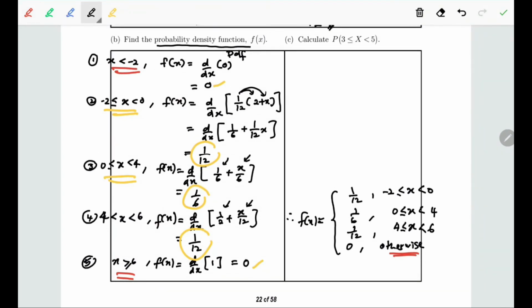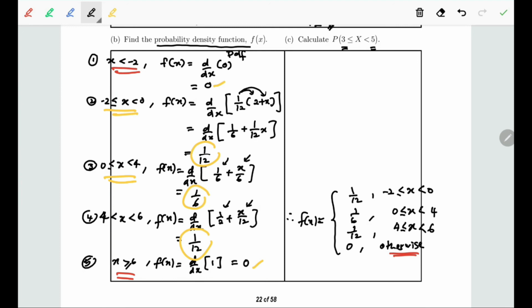So for part C, the question asks to calculate the probability from 3 to 5. You have two options to calculate this probability, whether you use the CDF or PDF. Since we already have the CDF, it's better to use this CDF. It's much easier than using the PDF. So I'm going to use the CDF, which is the capital letter F.